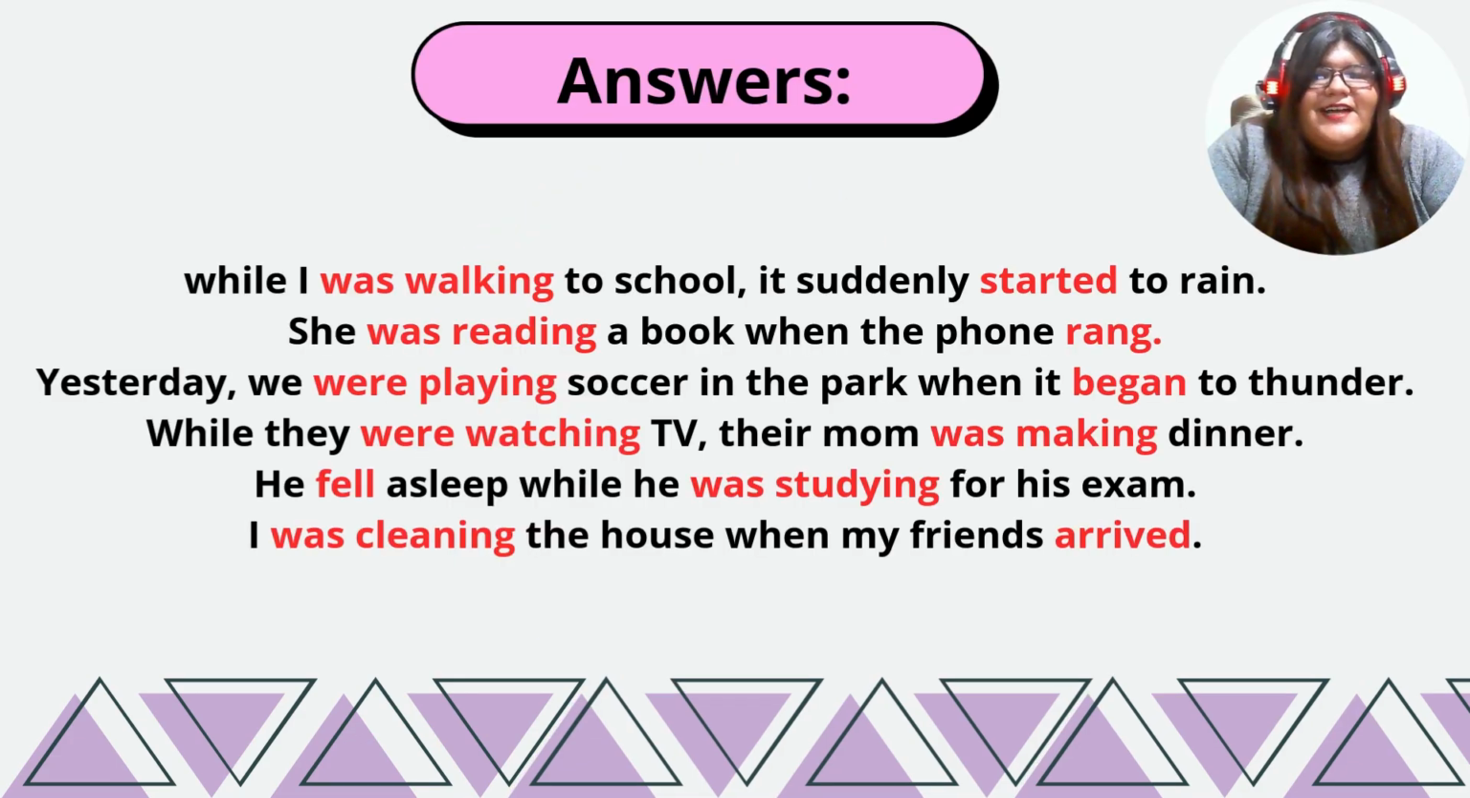Now we have here the answers. If you thought that you were alone in this process, you were totally wrong, guys. I am here to help you out, and I decided to give you the answers too for you to maybe correct mistakes, right? While I was walking to school, it suddenly started to rain. If you see here, from the beginning, we used the past continuous and then the simple past. She was reading a book when the phone rang. Yesterday, we were playing soccer in the park when it began to thunder.